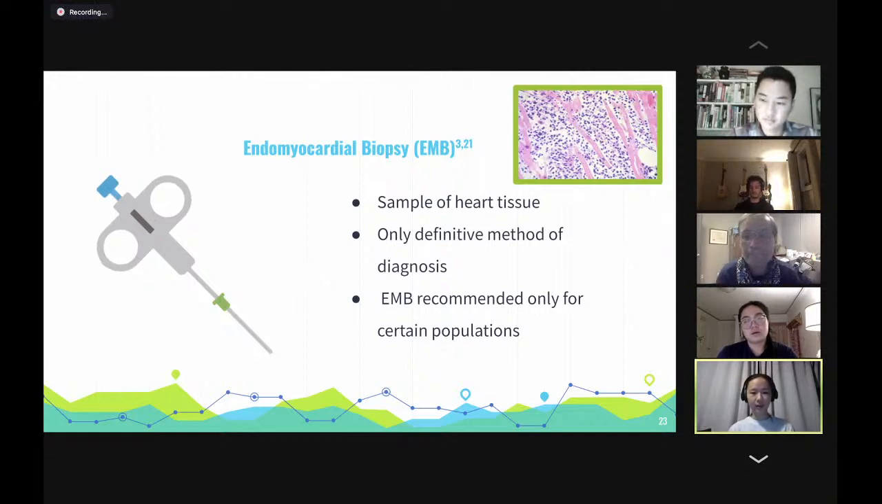However, this isn't recommended for everyone because it's not the case with all patients that undergoing endomyocardial biopsy would actually change the course of treatment. So endomyocardial biopsy is only recommended for certain populations, usually in patients with myocarditis with more severe disease, in which a definitive diagnosis might actually alter the course of treatment.